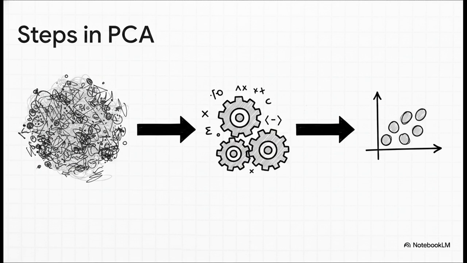The end result? You transform a massive set of highly correlated, redundant variables into a much smaller, uncorrelated set of new variables called principal components. And the best part is, they still retain the vast majority of your original information.